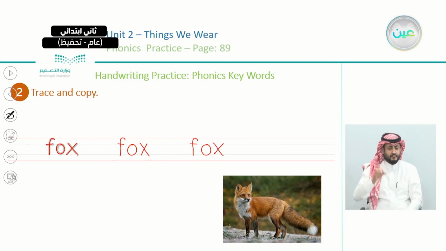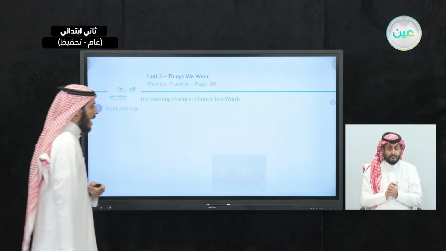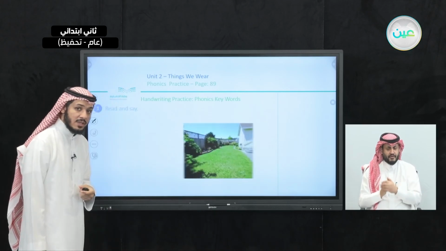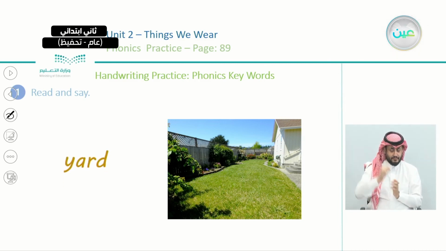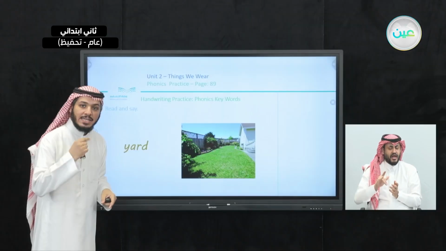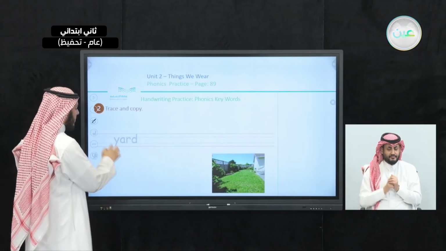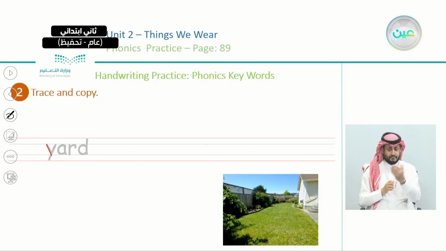So say it with me. Fox. Fox. Excellent. Okay. After X, can you tell me what is after X? Yes, it's what? Y. Okay. What is this behind the house? This is a yard. Excellent. So we have a yard. So Y here is pronounced as yard. Okay. Let's trace. So we have Y here. 2 up to 4. A, R, then we have D.